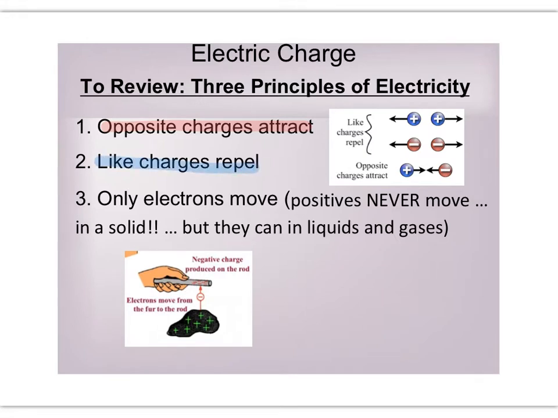And then lastly, this is probably new for you, but the electrons are going to be the subatomic particle that moves from atom to atom or object to object. The protons are going to be staying in place in the nucleus.